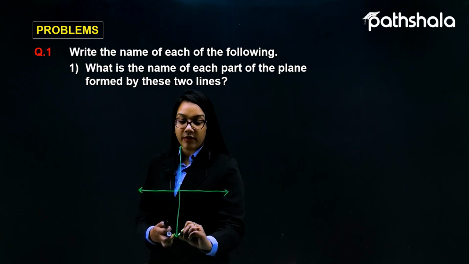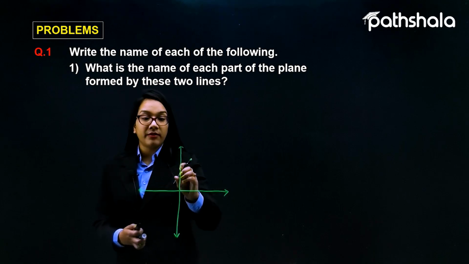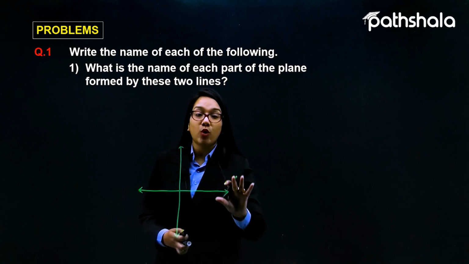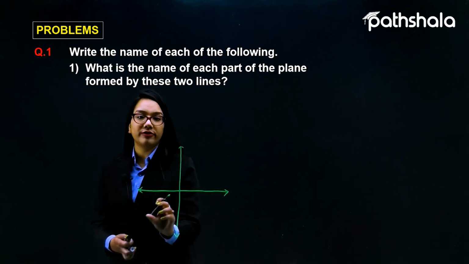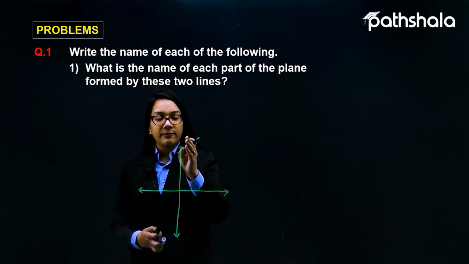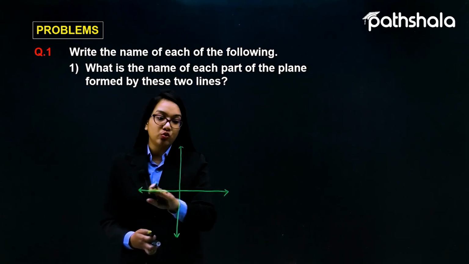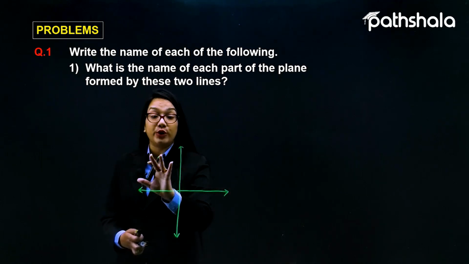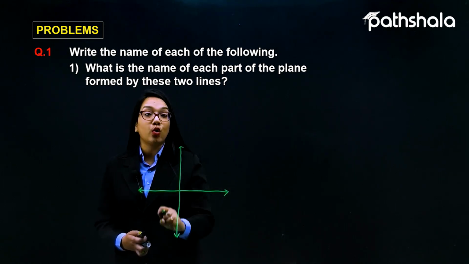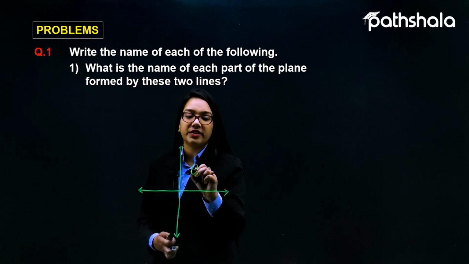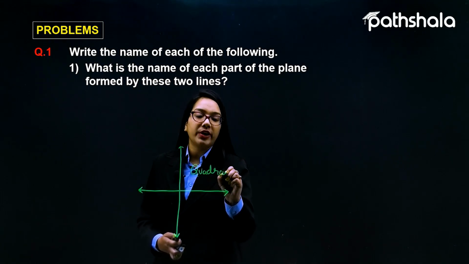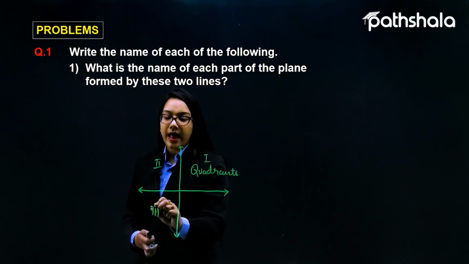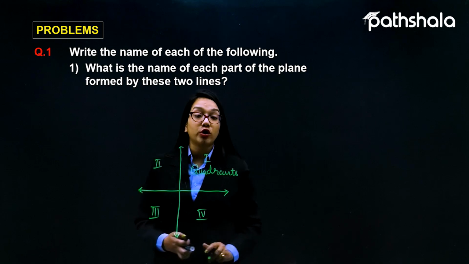It says whenever we have these two lines in a particular plane, what is the name of each part of the plane? We know that when we join these two number lines in a plane, it divides the whole plane into 4 sections, and those sections are called quadrants. This is the first quadrant, this one is the second, this one is the third, and this one is the fourth quadrant.